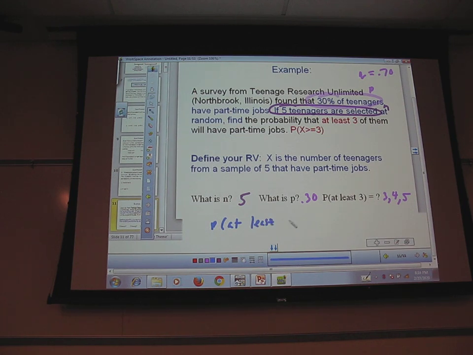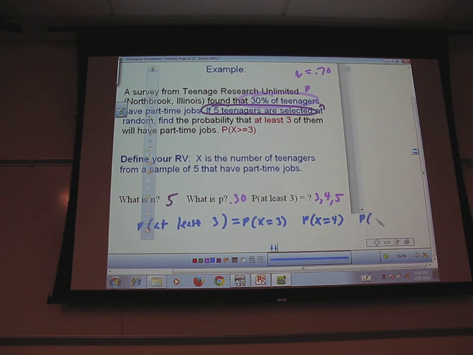You guys are writing this stuff down in your notes, right? It's equal to the probability x is 1, or the probability x is 2. Sorry, are those right? No. Help me out. X is 3, or the probability x is 4, or the probability x is what? 5. Everybody on board with that one? How can it be at least 3? It could be 3 or 4 or 5. Ors we add, so we're going to add these.